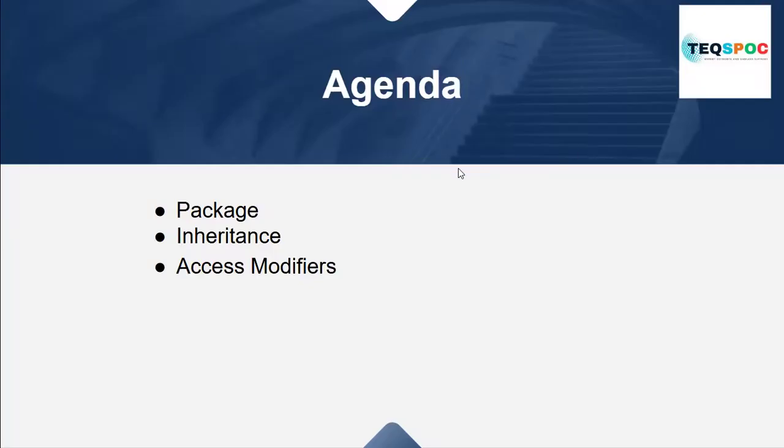In today's class agenda, we will discuss what is a package, what is inheritance, and access specifiers. In OOPS we have four pillars. One pillar is inheritance. So we will discuss inheritance here.